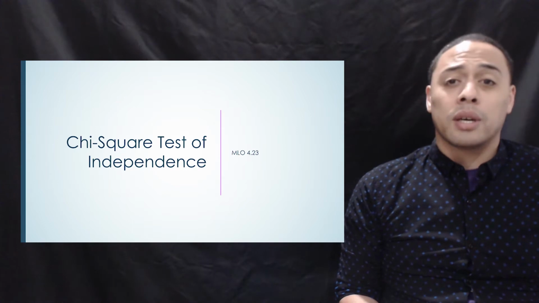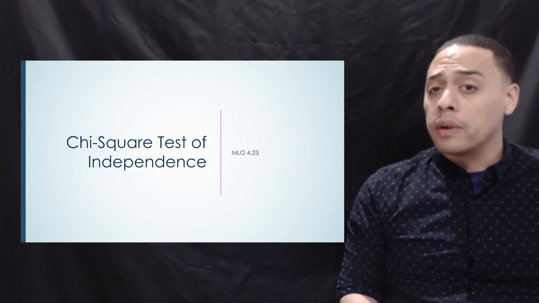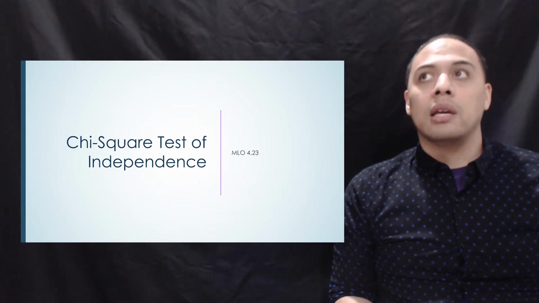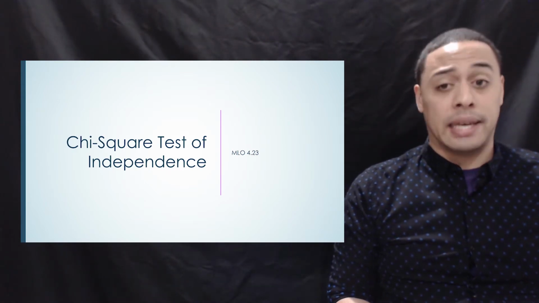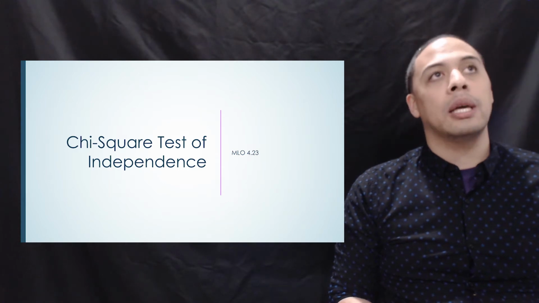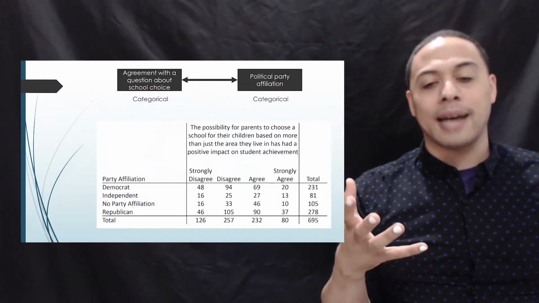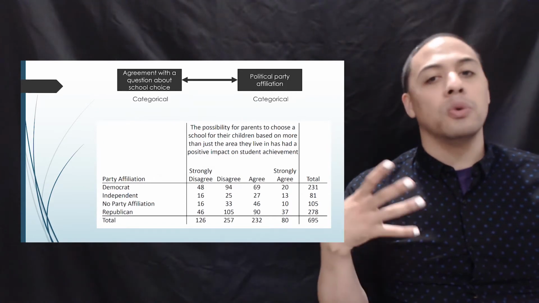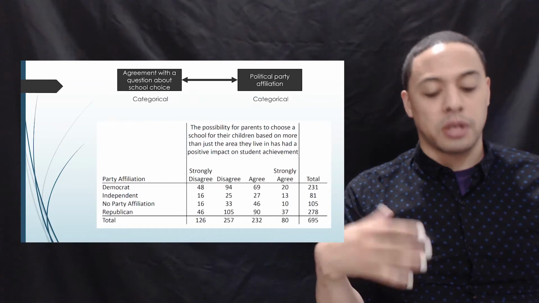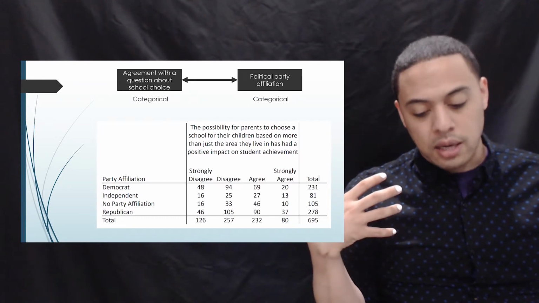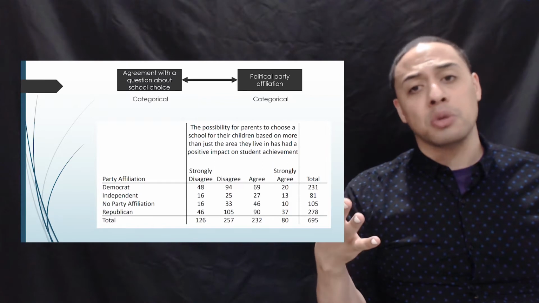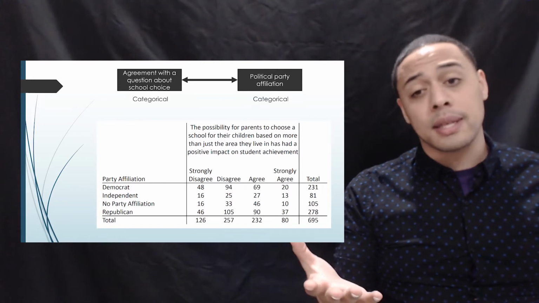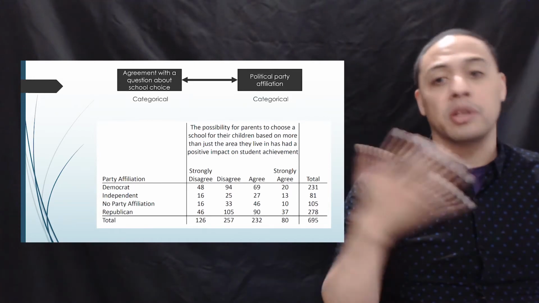So how do you look at the relationship between a categorical variable and another categorical variable? Well, to start, we've already looked at how to describe that within the sample, right? So let's say we had a question on a survey. We were asking people their opinion, strongly disagree to strongly agree, to a statement about school choice, particularly the idea that the ability for parents to choose the school they go to has had a positive impact on student achievement. To what extent do you agree with this statement, where the choices were strongly disagree to strongly agree?